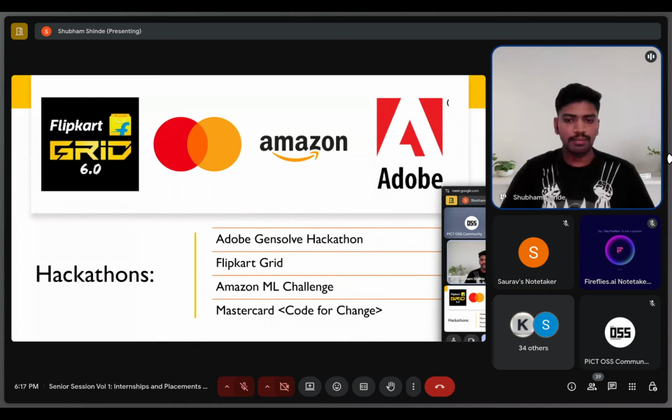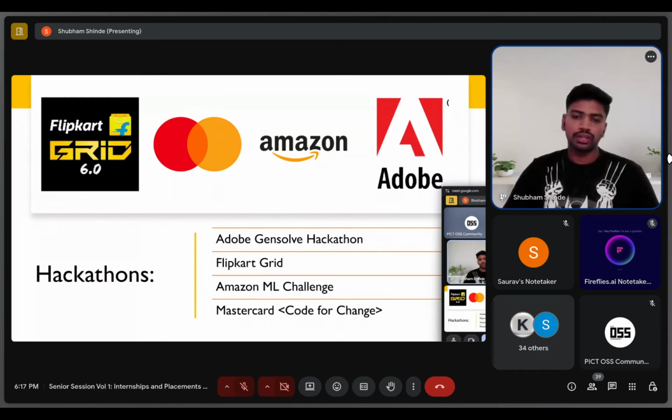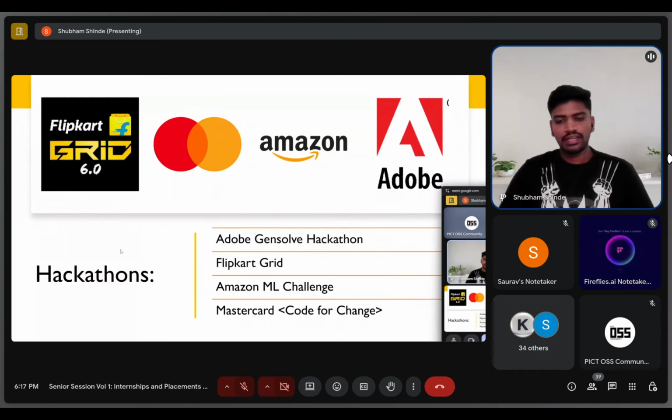The third one is the Amazon ML Challenge. It is a 48-hour hackathon. People have to develop an ML model, and scoring is based on the F1 score and confusion matrix. The scoreboard is continuously updating. The last one is the Mastercard Code for Change. Mastercard conducts its hackathon in Pune, allowing only 5 to 6 colleges, and PICT is one of them.